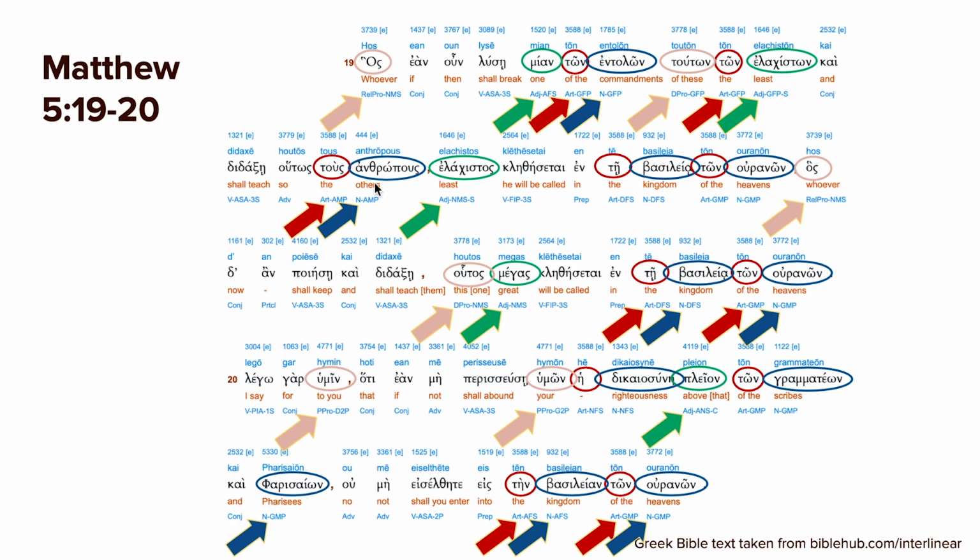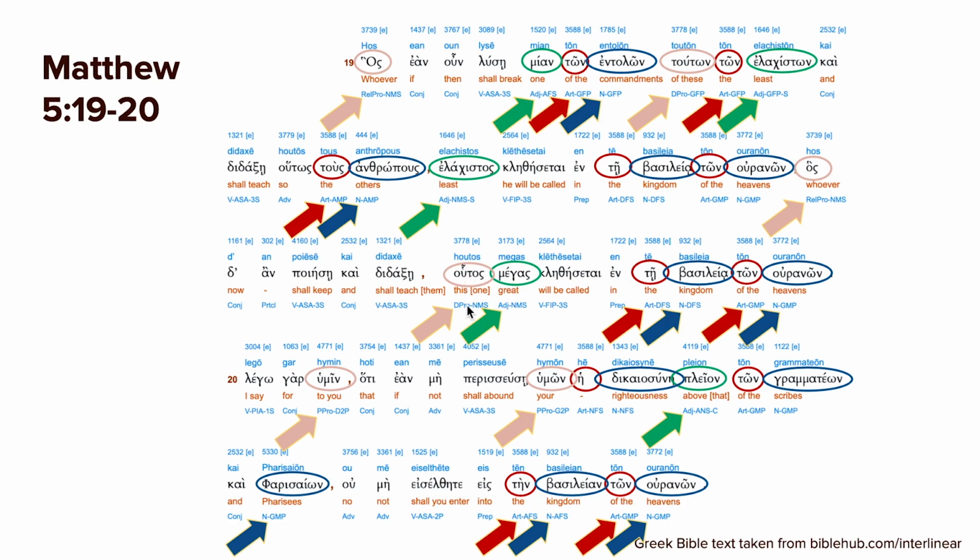And then the others, so the other men in this case. So you're talking about teaching. These are going to be accusative, the object of teaching. The least he would be called, again, here we have elachiston. This one, third person singular, is the least. Again, a substantive use of an adjective. In the kingdom of the heavens, we have he basileia ton uranon, should be familiar to you by now. Houtos megas, he will be called great.